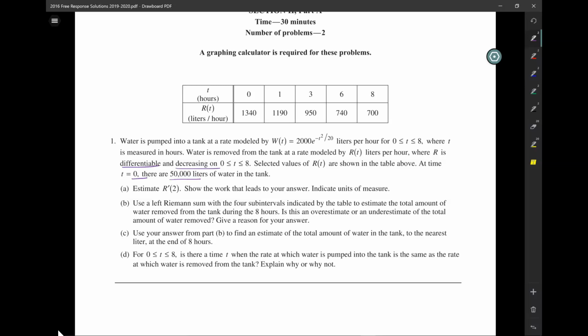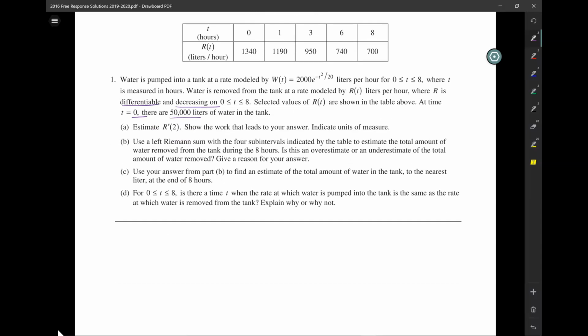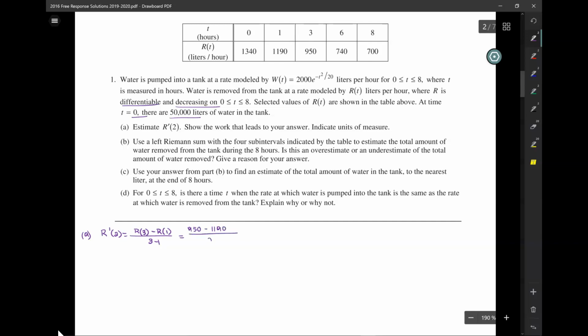The derivative is the slope of a table of values. I just have to find the slope. So pick 2 points. So for part A, R prime of 2 is equal to R of 3 minus R of 1 over 3 minus 1. And that's 950 minus 1190 over 2. That's negative 120. Okay.